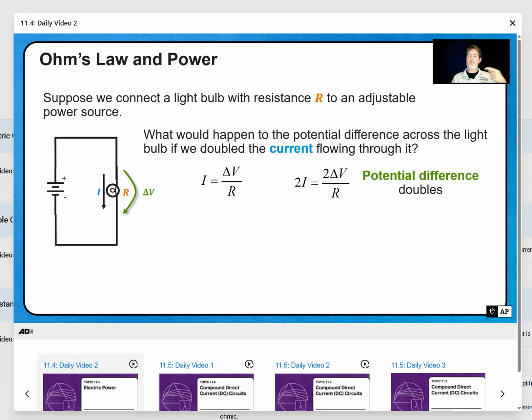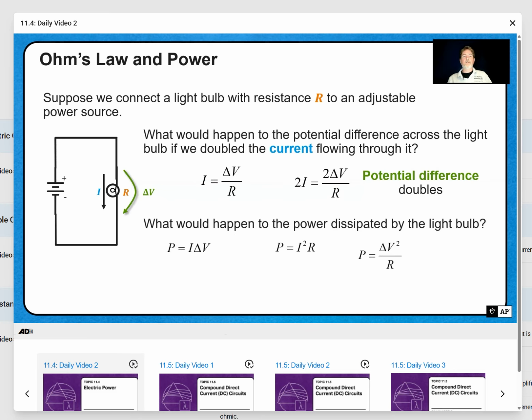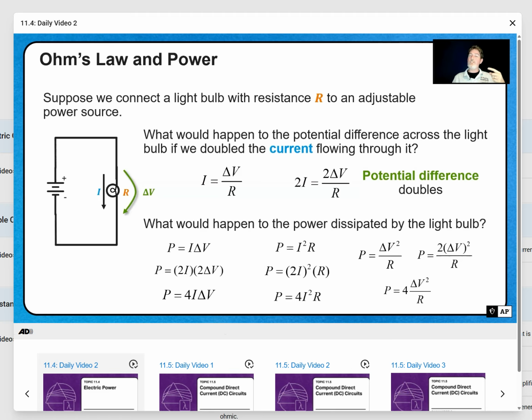So what does that do to the power dissipated by the light bulb? Well, we can look at our equations here. We can do a little bit of substituting because we know all the different values, and we see that power in every case increases by 4. So if we double the potential difference, we quadruple the power dissipated. So it's not a linear relationship. Let's look at some examples.